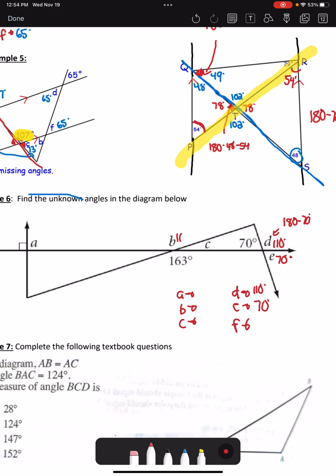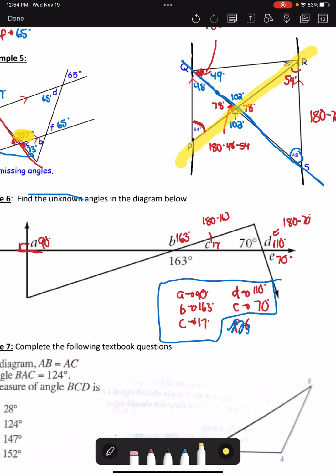So angle B is opposite, so it's 163. And then angle C is going to be 180 minus 163, and that gives me 17 degrees. Okay, and then angle A, I see that I'm missing over here. If this is a 90-degree angle, and I see that A is supplementary, I would go 180 minus 90, which also gives me a 90-degree angle. And then I don't know where I wrote F, because we actually don't have an angle F. All right, so there's all my missing angles.